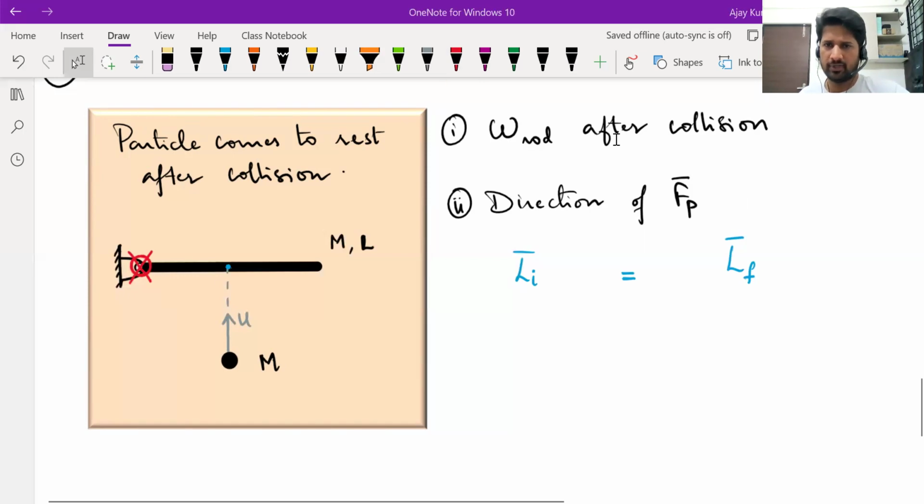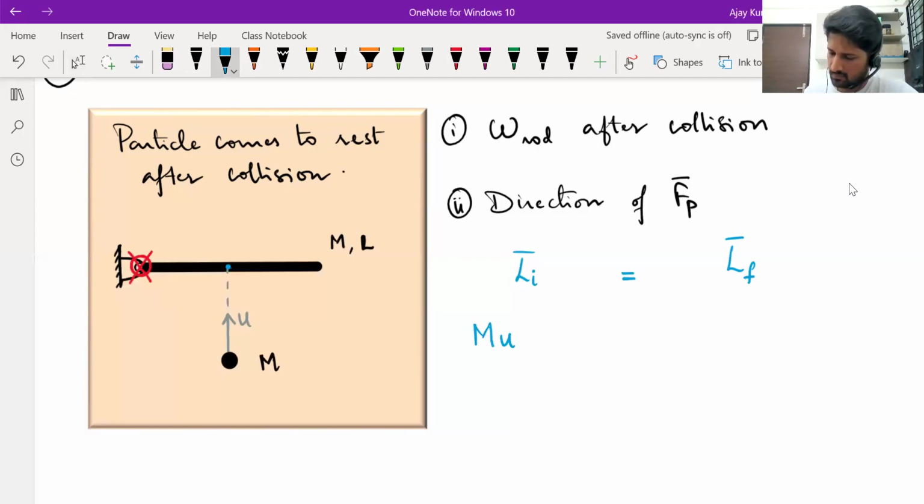Initially only the particle was moving. Sir, mu. How much is the perpendicular distance from the axis to the line of action of velocity? Sir, L by 2. So r perpendicular is L by 2. Therefore, initial angular momentum is mu L by 2. This is that of the particle.